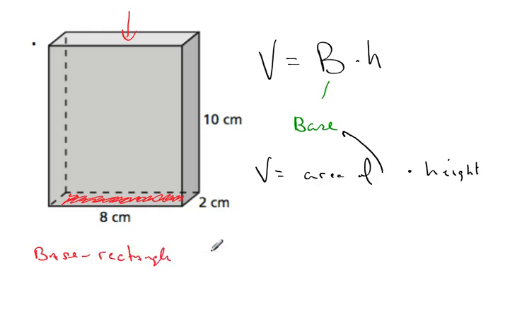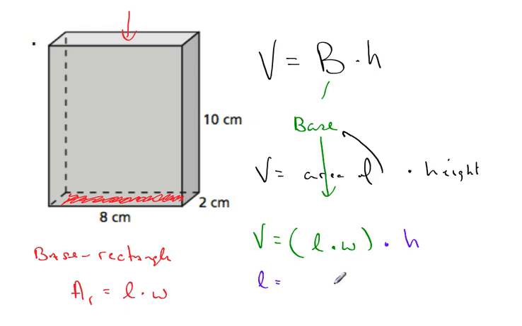So we got a rectangle. And how do we find the area of a rectangle? I'm going to put A sub R here. How do we find the area of a rectangle? Length times width. Yeah, length times width. So this capital B is going to be length times width, and then multiply by H, or height. Well, before I solve this, let me look at this prism. What is the length? What is the width? What is the height?